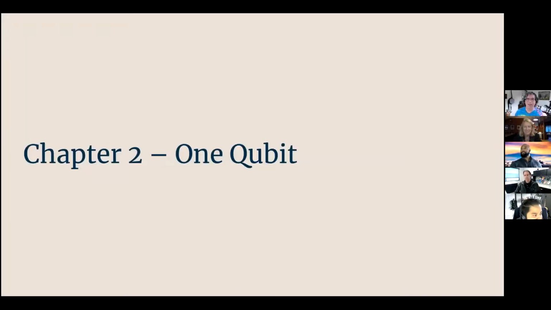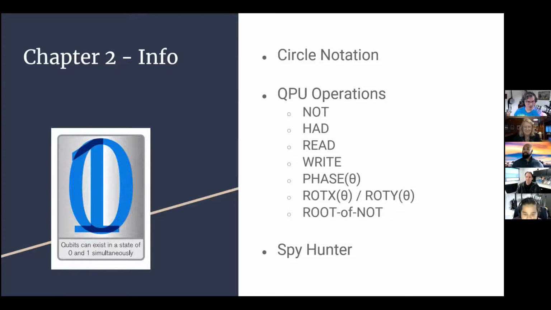So chapter 2 is called 1 qubit. And I'm glad it's called 1 qubit, because once multi-qubits start happening in later chapters, it starts to get a bit more confusing. So we'll start small. The big sections this week are an introduction to the circle notation, a lot of the initial QPU operations, and then a spy hunter example, which shows a way you can tell if your communications are insecure. That might be the best way to understand it. It doesn't necessarily give you secure communications, but it lets you see if somebody's listening.